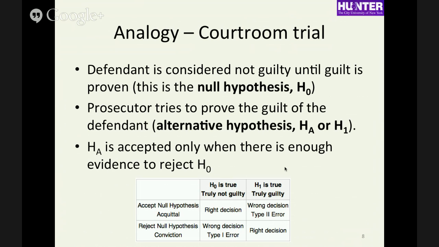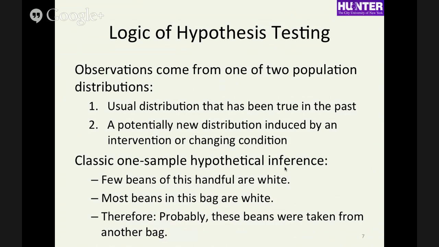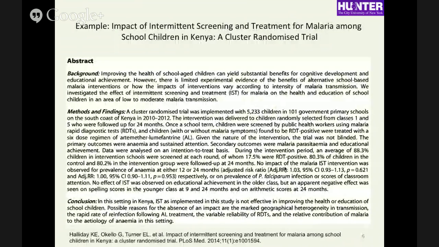So back in this example, the intermittent screening and treatment for malaria, if they failed to reject the null hypothesis here, they say that the treatment is not effective. If it actually were effective and they just didn't collect enough evidence, what type of error is that? 2. Yeah, very good.